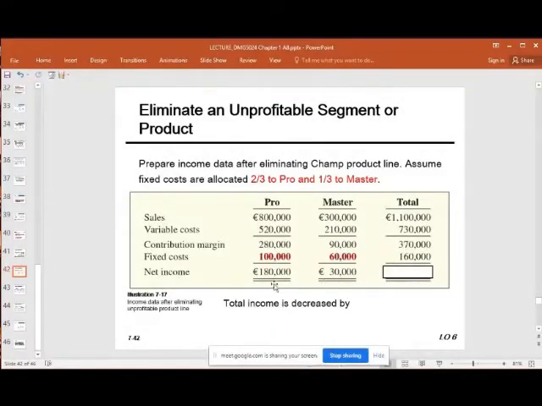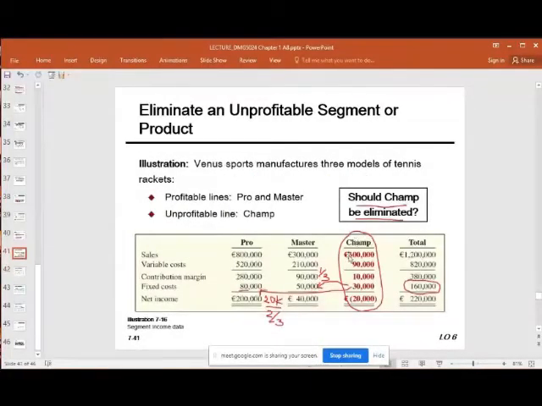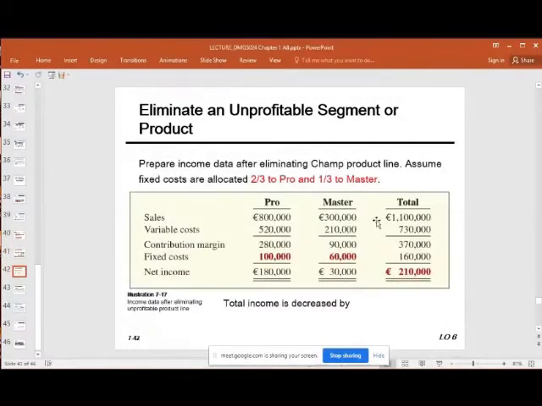So if you calculate your total net income for the whole company, it is 210. Do you see just now, when you have CHAM, your total company net income is 220. Just now it's 220 with CHAM. But suddenly, when you take out CHAM, your net income becomes 210. So your total income decreased by 10,000.